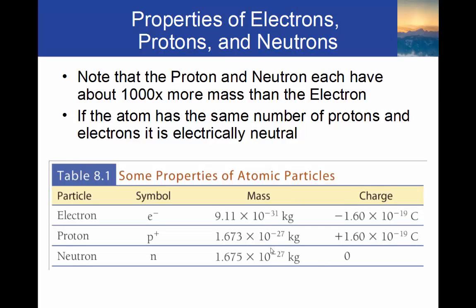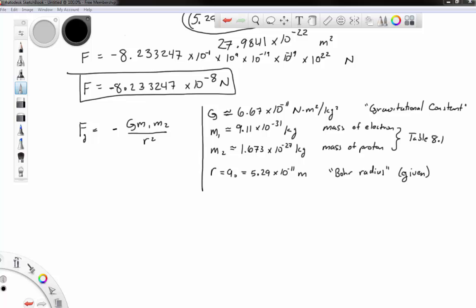So those masses that we needed were recorded in this nice table 8.1. The electron has a mass of 9.11 times 10 to the minus 31 kilograms, the proton 1.673 times 10 to the minus 27 kilograms. So we need those two numbers in order to calculate the gravitational attraction between the two of them. Once again we have a set of numbers that we can plug into our equation.